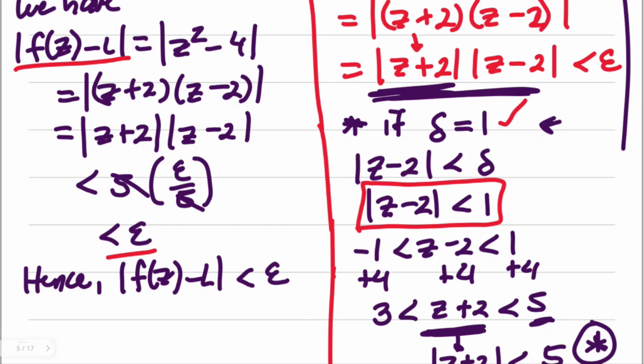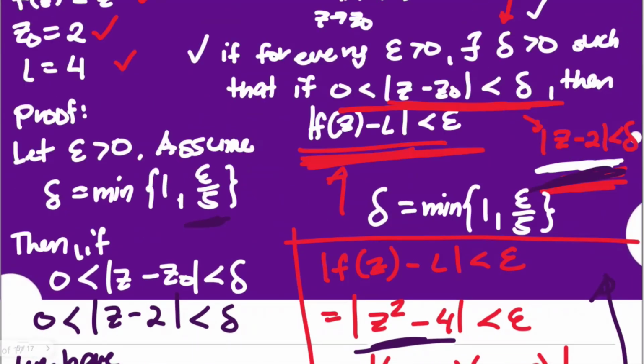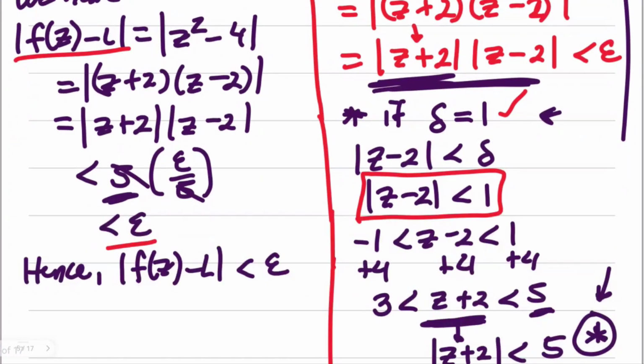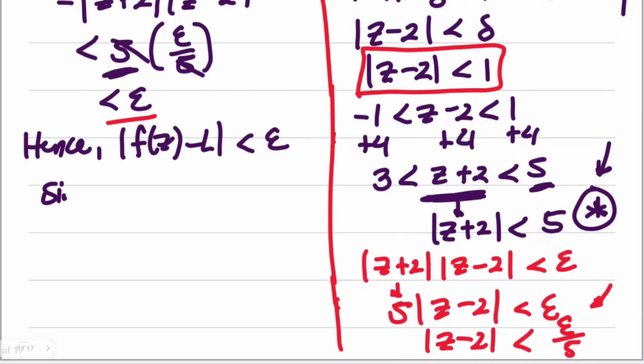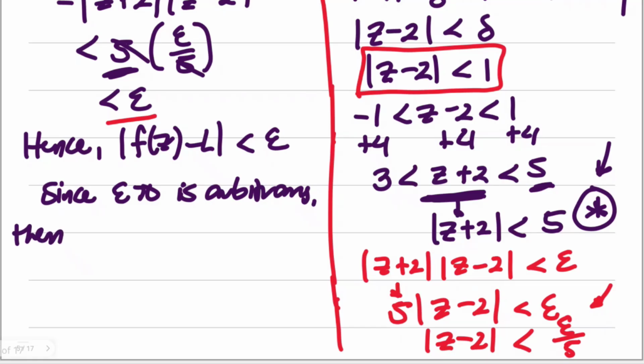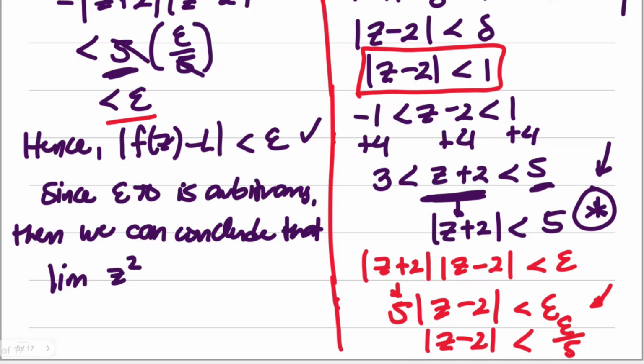By the way, the reason for this is this notation here, and that is why we had our scratch work earlier. So we have shown already our target for our definition. Then we can now say, since epsilon greater than 0 is arbitrary, we can conclude that, since we have arrived here, the limit is true. The limit of z squared as z approaches 2 is equal to 4. This is the proof for the second item.